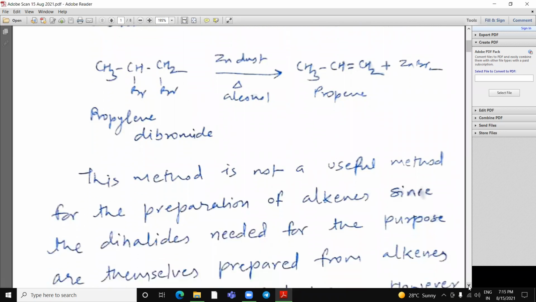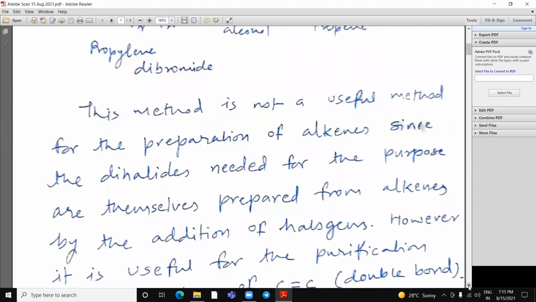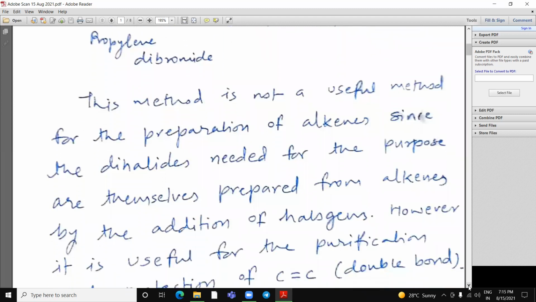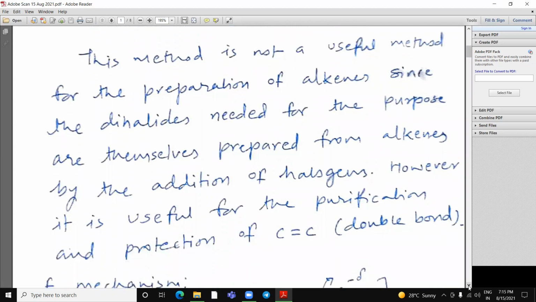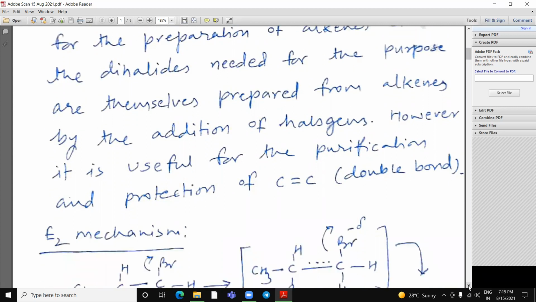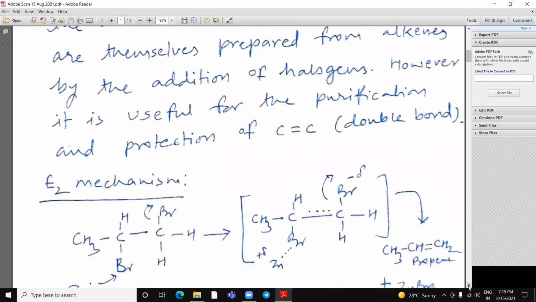This method is not a useful method for the preparation of alkenes since the dihalides needed for the purpose are themselves prepared from alkenes by the addition of halogens. However, it is useful for the purification and protection of double bond.